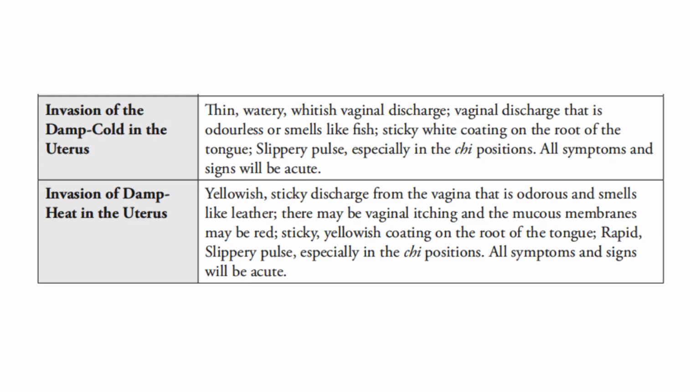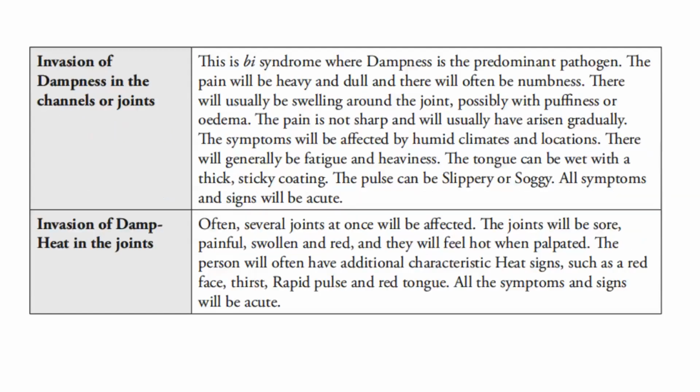For invasion of damp heat in the uterus, yellowish sticky discharge from the vagina that is odorous and smells like leather. There may be vaginal itching and the mucous membranes may be red. Sticky yellowish coating on the root of the tongue. Rapid slippery pulse, especially in the chi positions. All symptoms and signs will be acute.